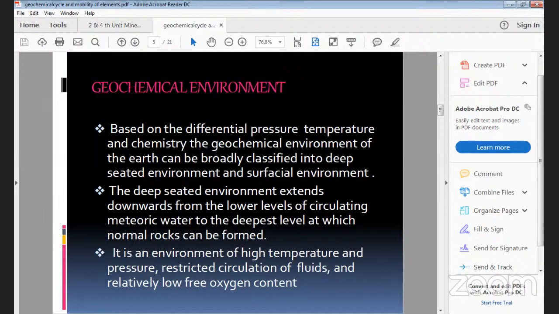It is an environment of high temperature and pressure, which restricts the circulation of fluids, and it has low free oxygen content. So this environment has high temperature and pressure, the circulation of fluid material is within limits, and it is related to low free oxygen content. So we consider that area a deep-seated environment, or a primary environment.